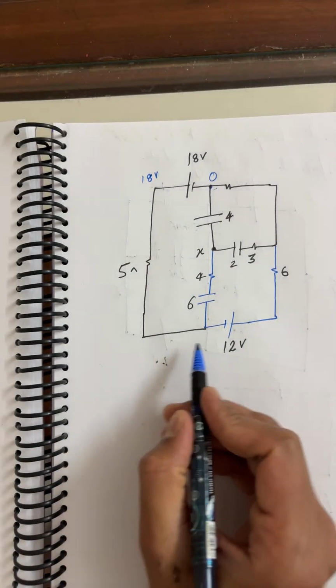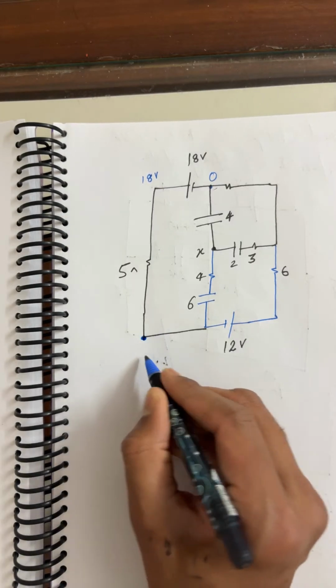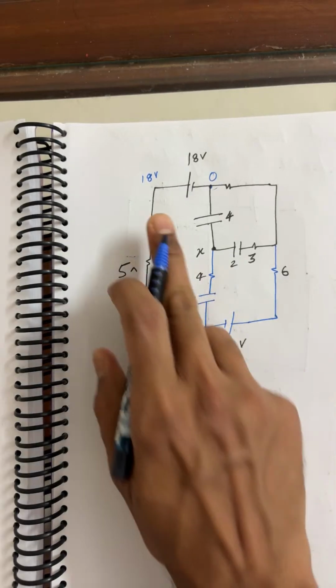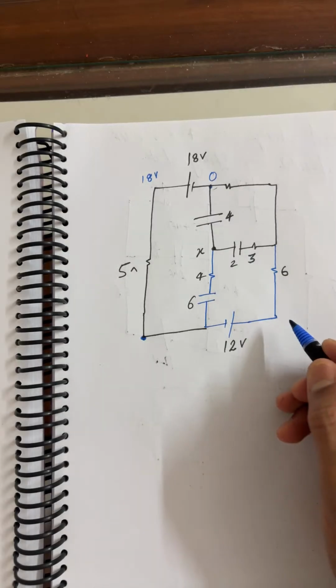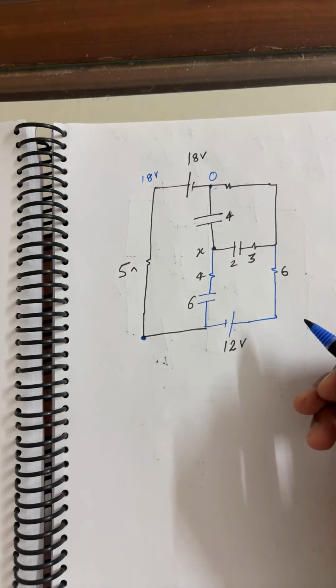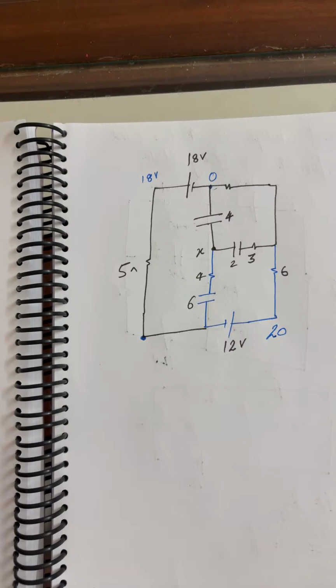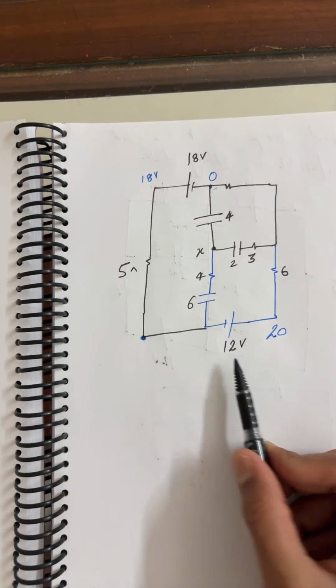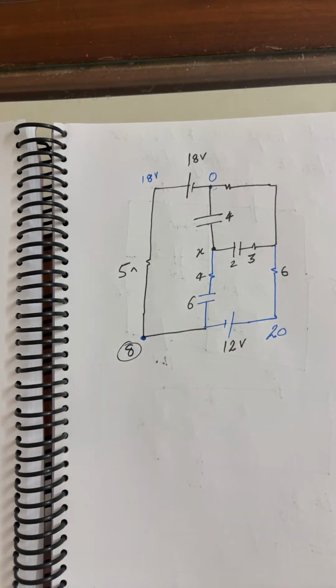If this is 18 volt here, and this is 12 volt, what is the drop over here? So this is 18 volt. The potential drop here, how much can I write? This is 20 volt. If this is 20 volt here and this is 12 volt, here I can write this is 8 volt. This is 8 volt here.